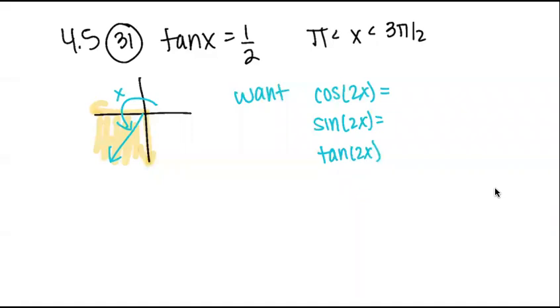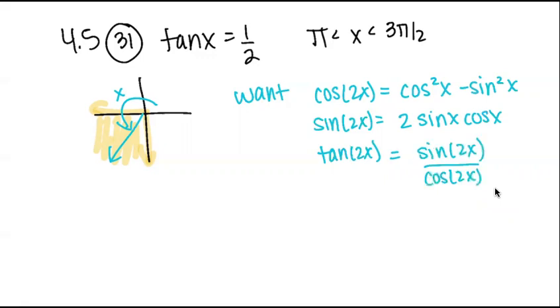So cosine of 2x, was it cosine squared or sine squared? It's cosine squared, yeah, minus sine squared. I'm just copying identities down before we start. Sine of 2x was 2 sine x cosine x, and then tangent of 2x will be easiest to do as sine of 2x over cosine of 2x, because if we find cosine and sine first, then tangent's just immediate. So we'll basically use these two double angle formulas.